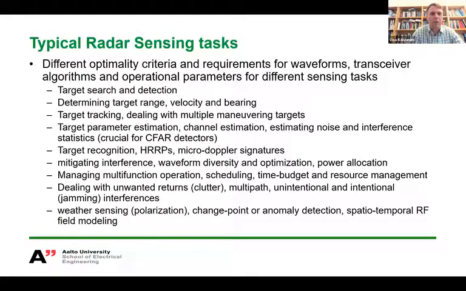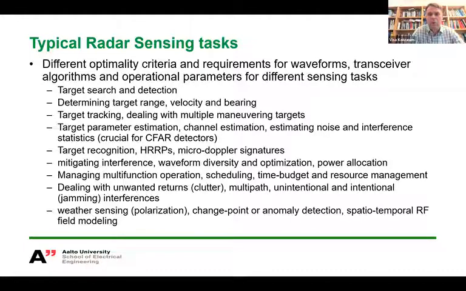Just to remind you that there are quite a few different radar tasks, and each of these tasks has different objectives and different optimality criteria. These tasks include target search and detection, determining target range, velocity, and bearing. Then once you have a detected target, you may have to track it, and you may have multiple targets that you have to track simultaneously. These targets may be maneuvering, moving in certain ways, and you need to deal with these maneuvers. You may also want to characterize the target and estimate certain parameters of the target. Channel estimation is usually one of those tasks, and it may capture the target radar cross-section, for example.